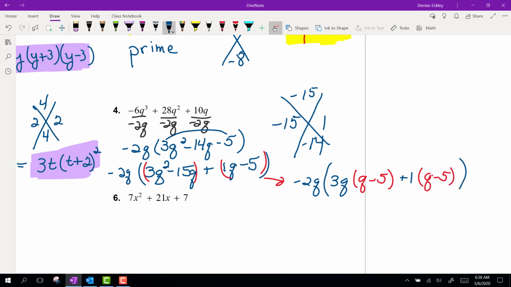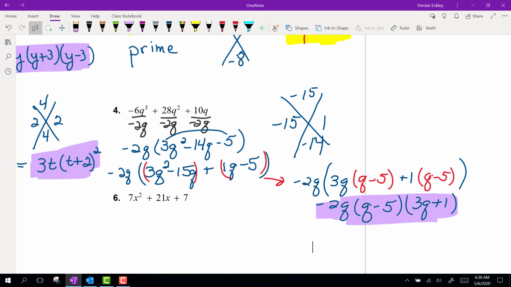So now I'm done. So I have my negative 2q, and now I have my common binomial q minus 5, and then my other binomial is 3q plus 1. I always look to see if any of those can be factored again, but in this case it can't be. They're all linear factors.